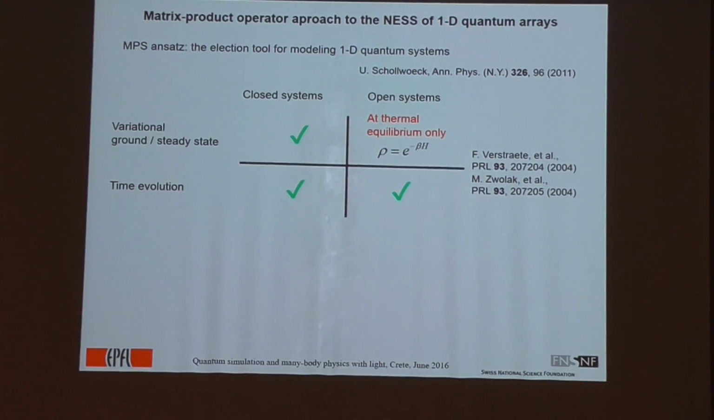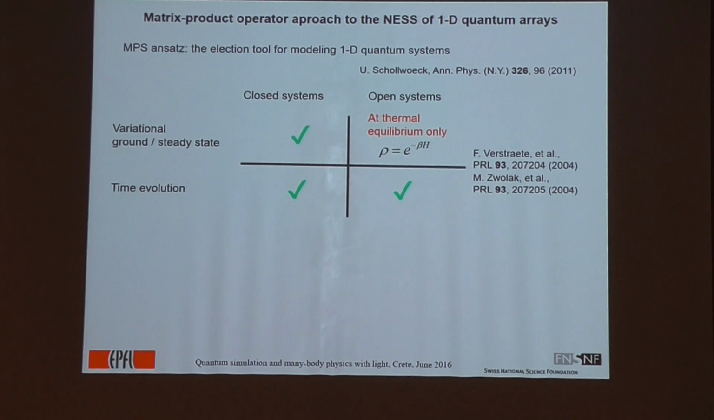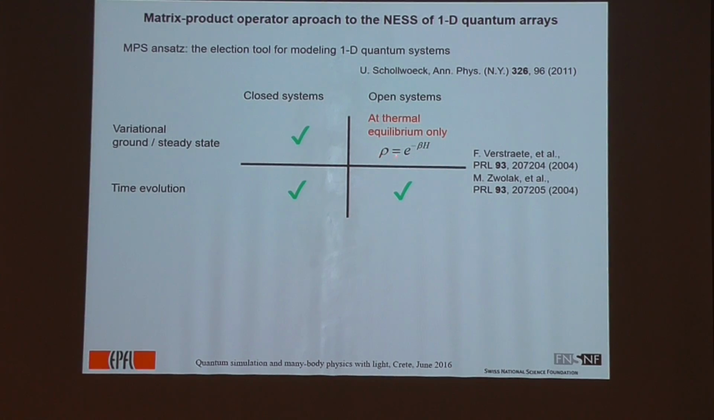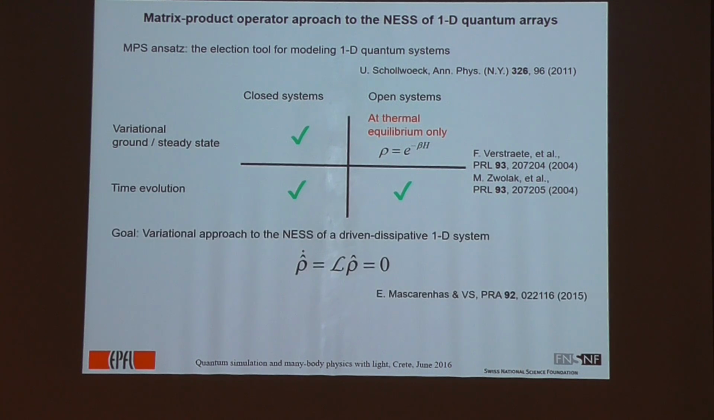And this slot is somewhat not completely filled, or at least it was not until very recently. This slot, so open systems, variationally, they have only been approached at thermal equilibrium, where essentially you search variationally this density matrix. But out of equilibrium, the variational approach to the non-equilibrium state still didn't exist until recently. And the idea is the following: we want to solve this, the second of these equalities, L rho equals 0, in a variational way, not by evolving the system in time.